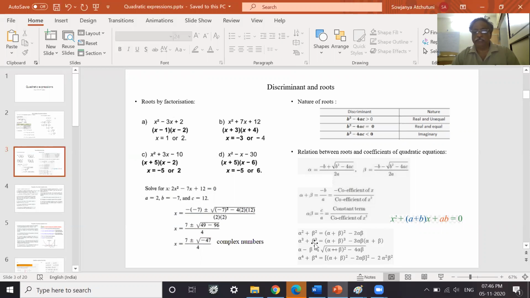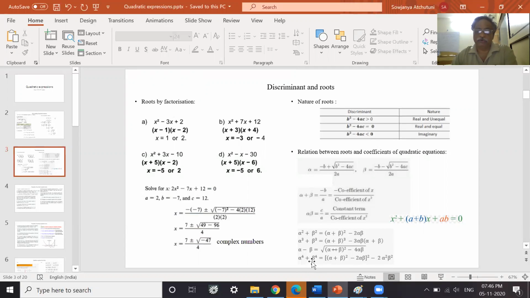If I want alpha cube plus beta cube, everything I have to convert into alpha plus beta and alpha beta. So a cube plus b cube is a plus b whole cube minus 3ab into a plus b. So the whole terms are converted into alpha plus beta or alpha beta, and I can easily find out alpha cube plus beta cube. What is alpha minus beta? It is alpha plus beta whole square minus 4 alpha beta, which becomes alpha minus beta whole square. Under root, this will give me alpha minus beta.